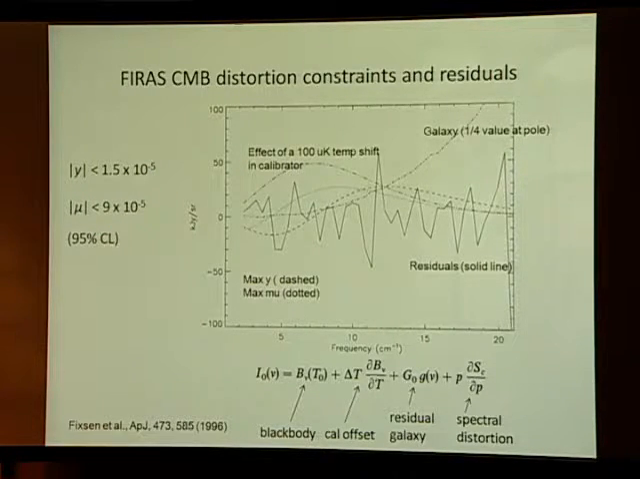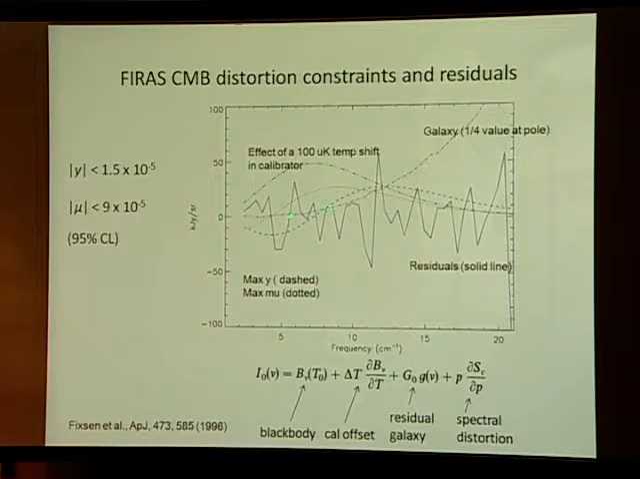So let's take a look at the plot. The black line is the residuals from the fit, so it looks like scatter about 0, which is good. The dash-dot-dot-dot line, that's this guy here. That's the effect of a 100 microkelvin temperature shift in the calibrator. So just having that calibrator off a little bit would create this kind of distortion, and of course that's fit in this term here.